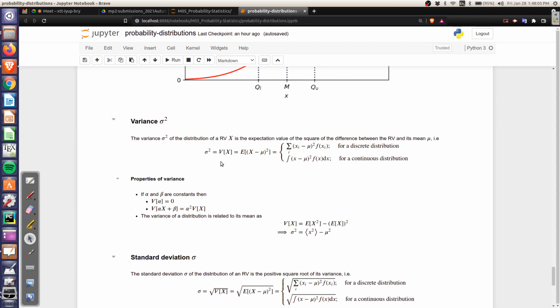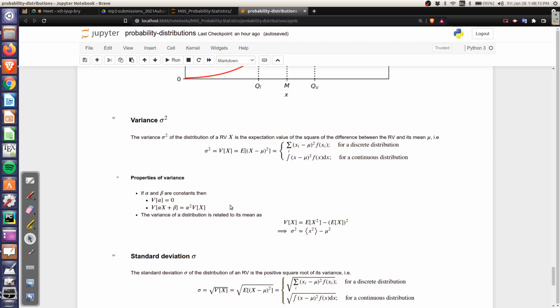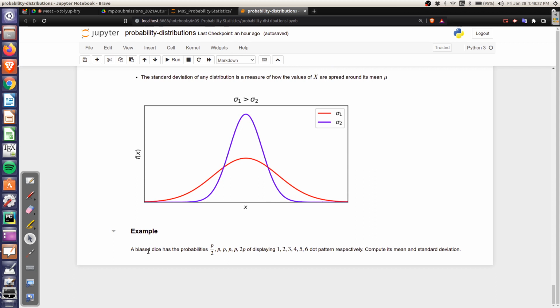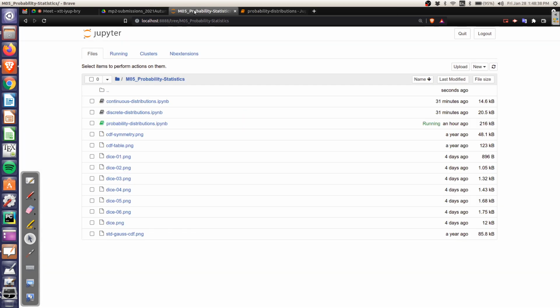Then we have the variance. Again, we can define it as an expectation value. It is simply the expectation value of the square of the difference of the random variable with respect to its mean. Then finally we come to the standard deviation, which tells us what the spread of a distribution is. It is nothing but the positive square root of the variance. And we saw an example which involved rolling an unfair dice, where the probabilities of getting these different dot patterns were given, and we found its mean and standard deviation. So this is what we had done in the previous class.